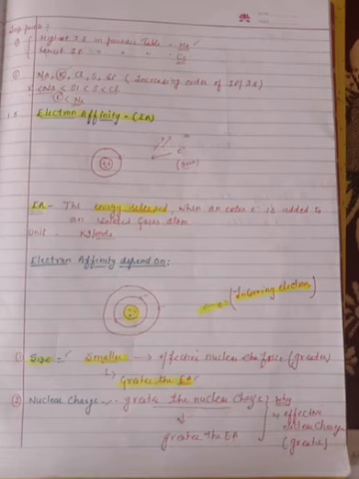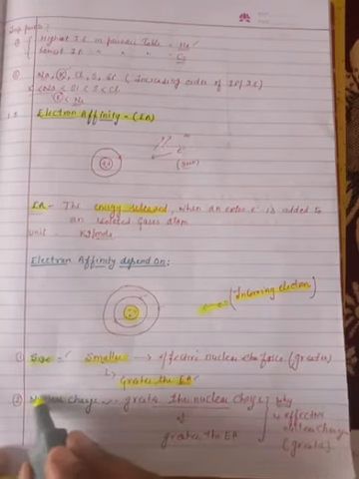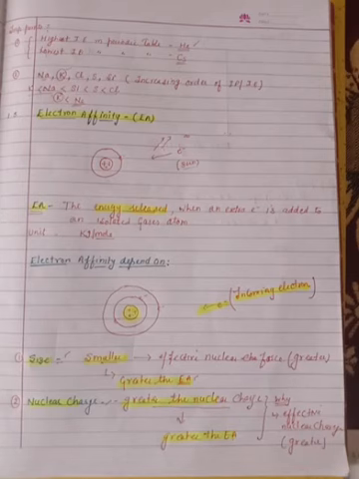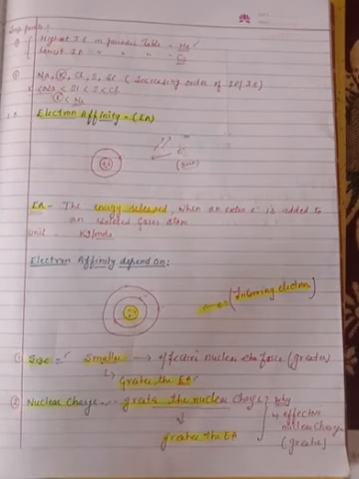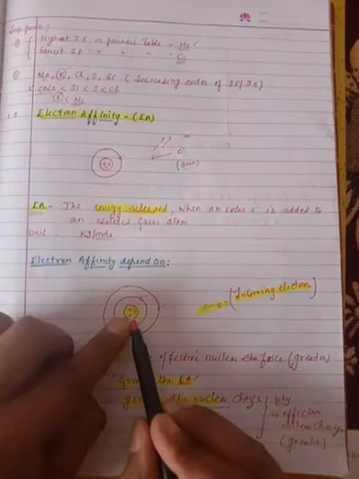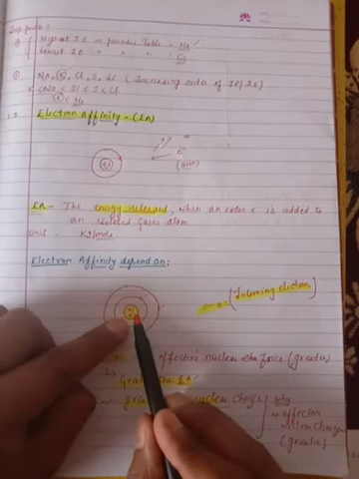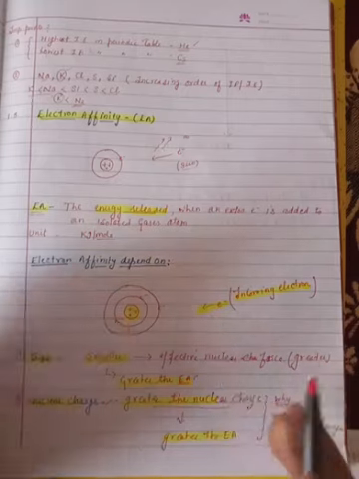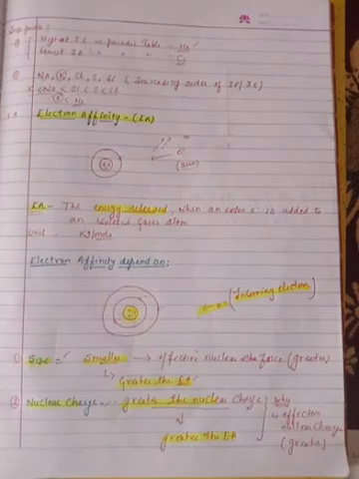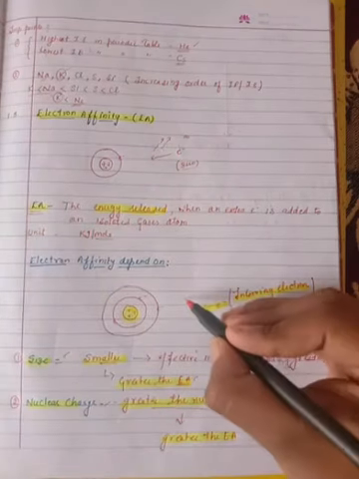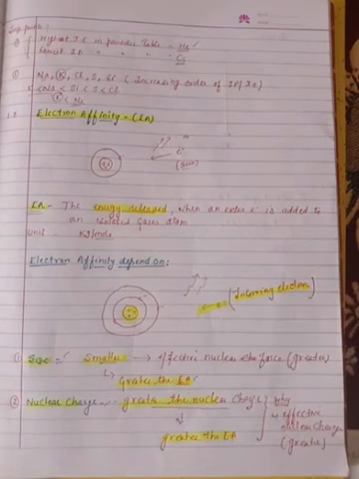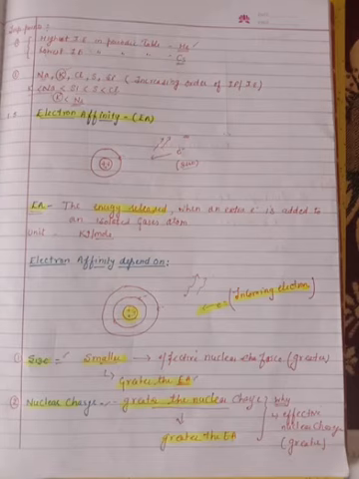In a similar way, the greater the nuclear charge, the greater will be the electron affinity. How? In a similar manner, if the nuclear charge is greater, what will happen? It will attract the incoming electron with greater force, and when it is attracted with greater force, it will release more and more energy. So with the increase in nuclear charge, electron affinity also increases.